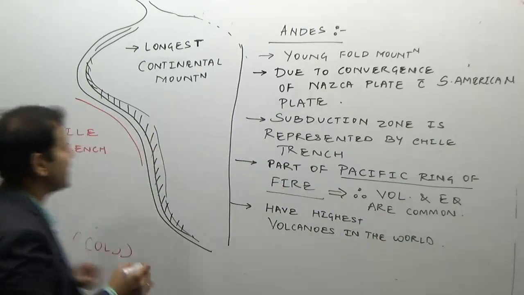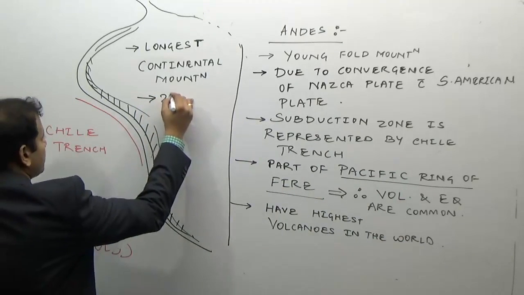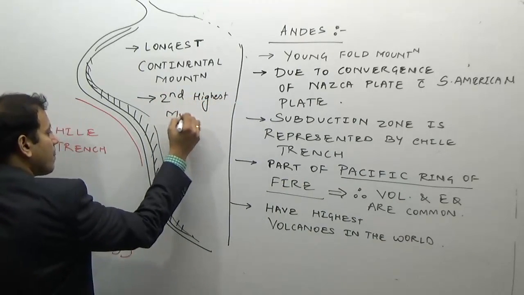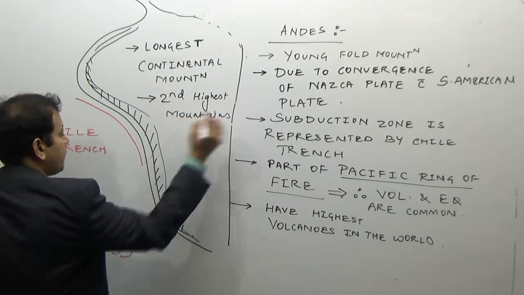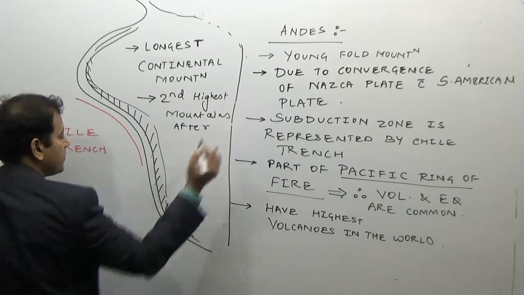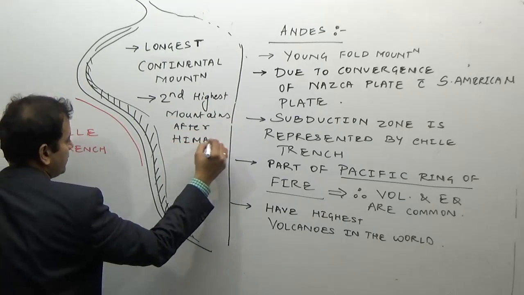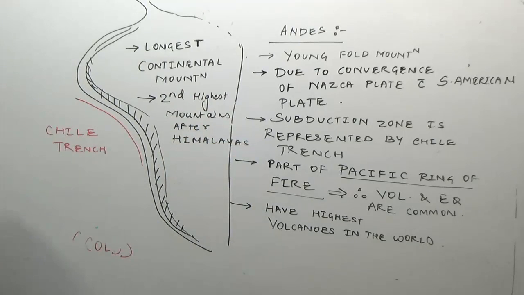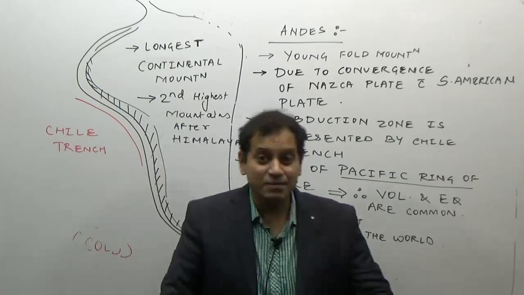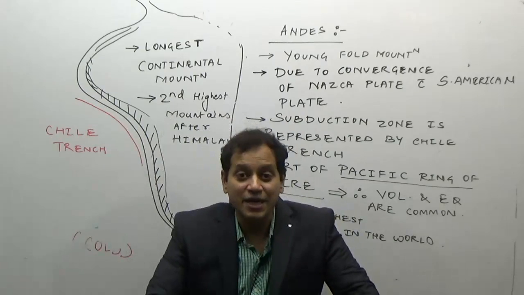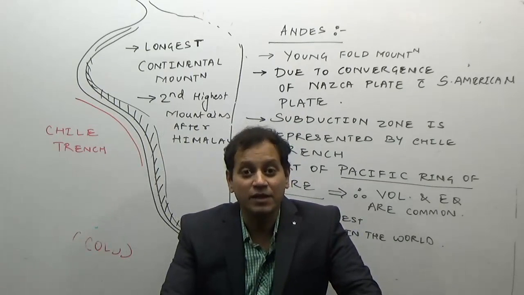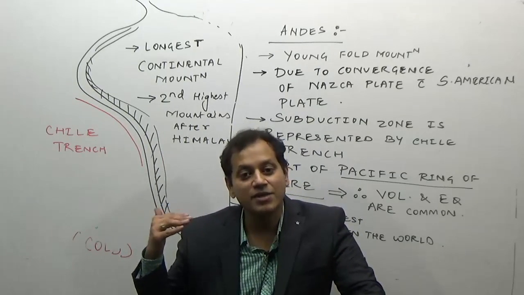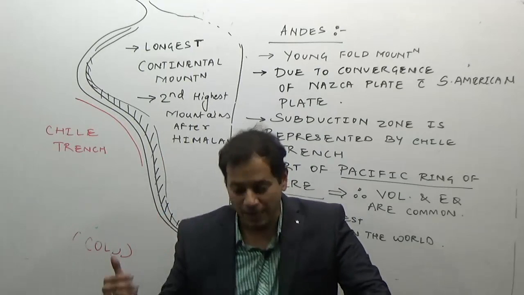And they are the second highest mountains after the Himalayas. So what if the question comes in the examination, after Asia, which continent has the highest peak in the world? The answer is South America, because these are the second highest mountain systems in the world after the Himalayan mountain system.